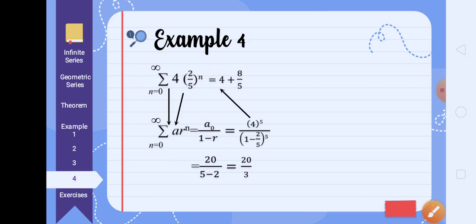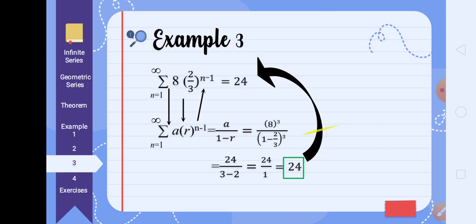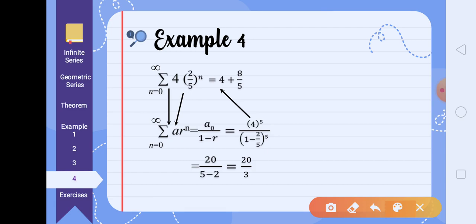And the formula is the summation of a r^n when n is equal to 1, I mean when n is equal to 0. This is equal to a sub 0 over 1 minus r. We start from a sub 0 because the value of n is 0 and does not start from n equal to 1. So that's why we put this a sub 0. So substitute, our a is 4 here and our ratio is 2 over 5. So substitute 4 over 1 minus our ratio, which is 2 over 5.